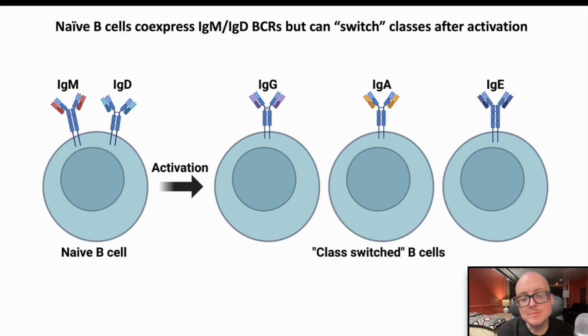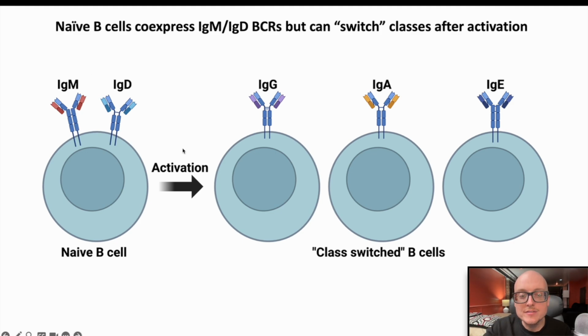But B cells do not remain naive forever, and when they do see their antigen and become activated, they can undergo what we call class switching, in which they cease to express IgM and IgD, and instead they take on expression of one of the other available isotypes like IgG, IgA, or IgE. And I'll note that these other isotypes are expressed in isolation. They are not co-expressed with other isotypes.